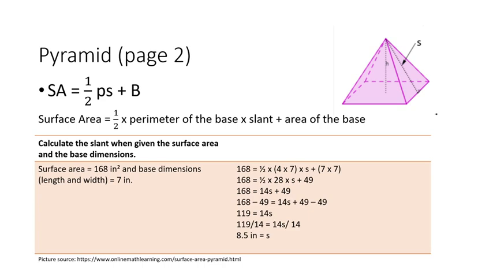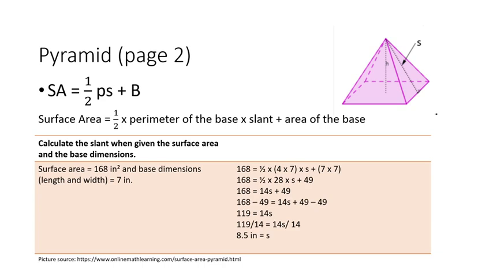In this example, we're given the surface area, and you're also going to be given the dimensions for the base. What we'll need to figure out is the slant of this pyramid. So if surface area is 168 inches squared, and the length and width of the square base is going to be 7, we can plug in the information that we have to solve for S.